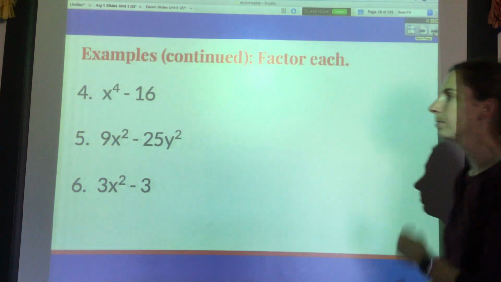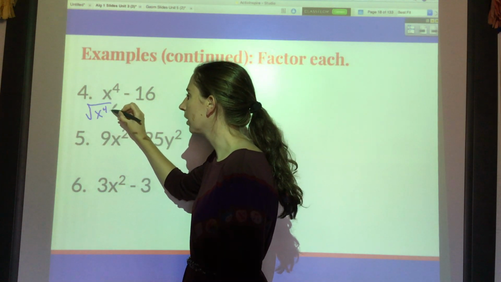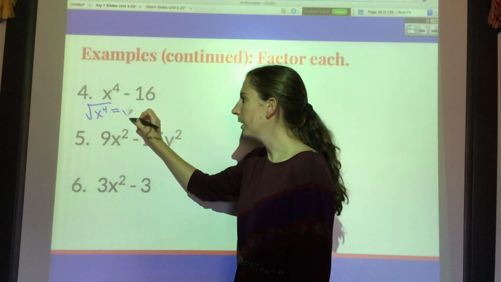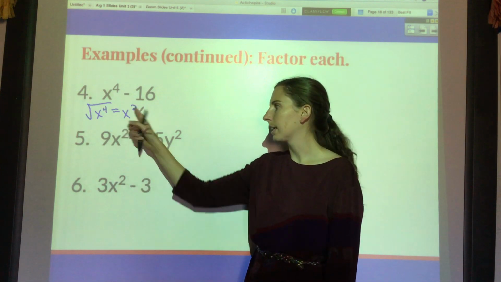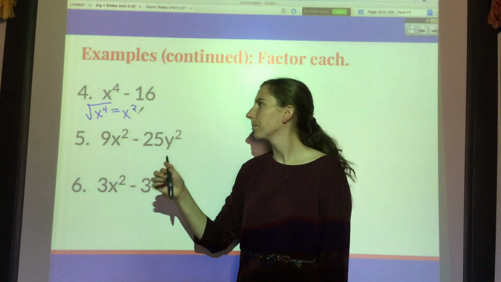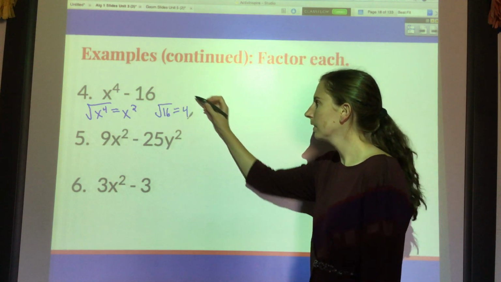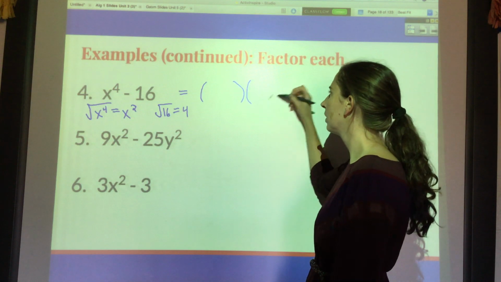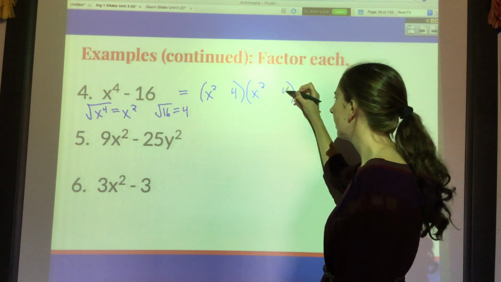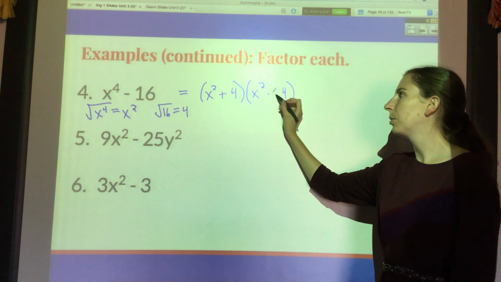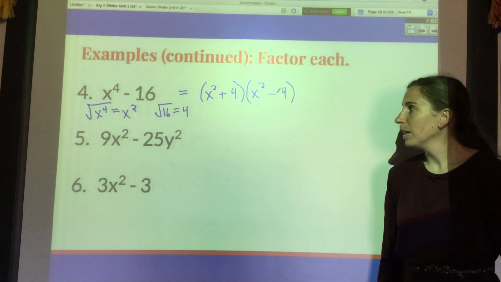All right, on this one, this does square root. What's the square root of x to the 4th? Well, that would be x squared. You take the 4 and you cut it in half. Or x squared times x squared would be x to the 4th. Square root of 16 is 4. And so I'll fill those in my factors. x squared and 4. And then make 1 plus, make 1 minus. Here's the thing. This one actually keeps going.